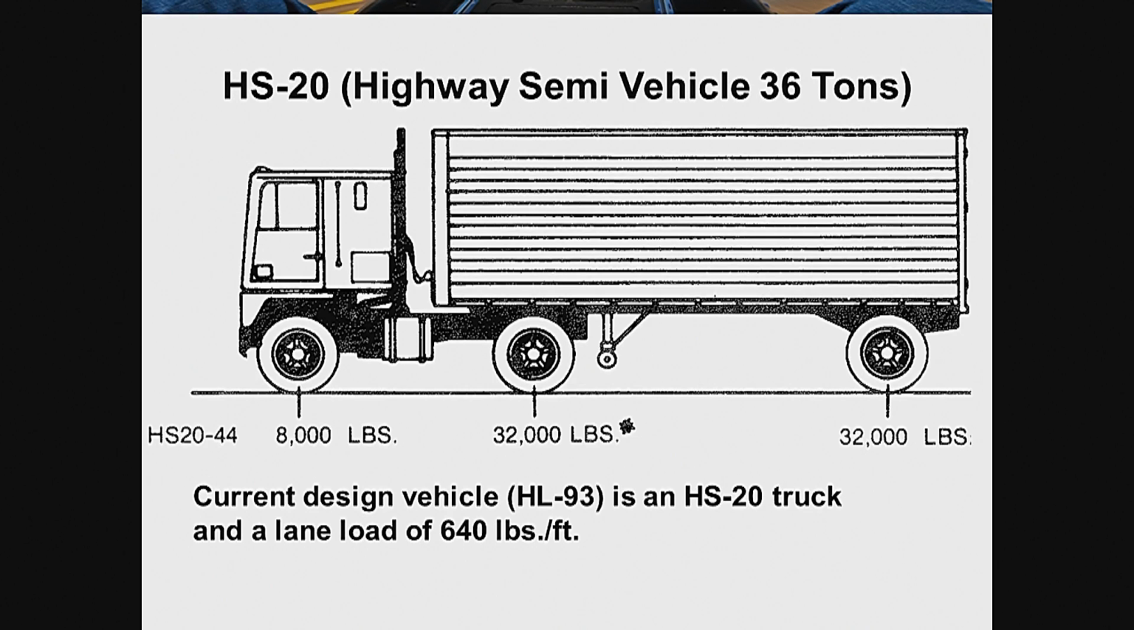The next truck that was used for many years was the HS20, and that's simply an H20 truck, and they put another 32,000 pound axle in the back. And that was used primarily during the interstate era. The current design vehicle is simply the HS20, and then we put a 640 pound per foot lane load on it.